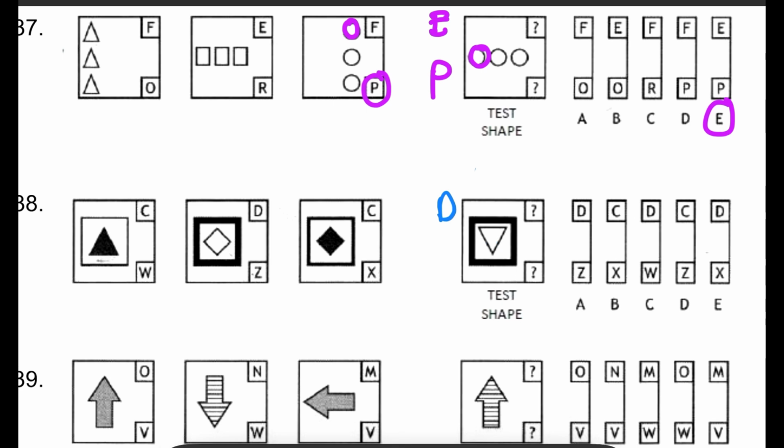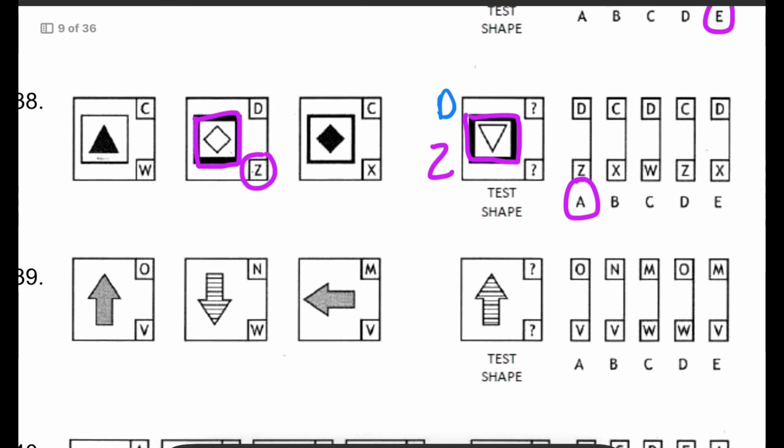Second letter, there's three different second letters, and that's because of the thickness of this outside square. So the one that matches this one is this one, and that has a Z. DZ, the answer is A.